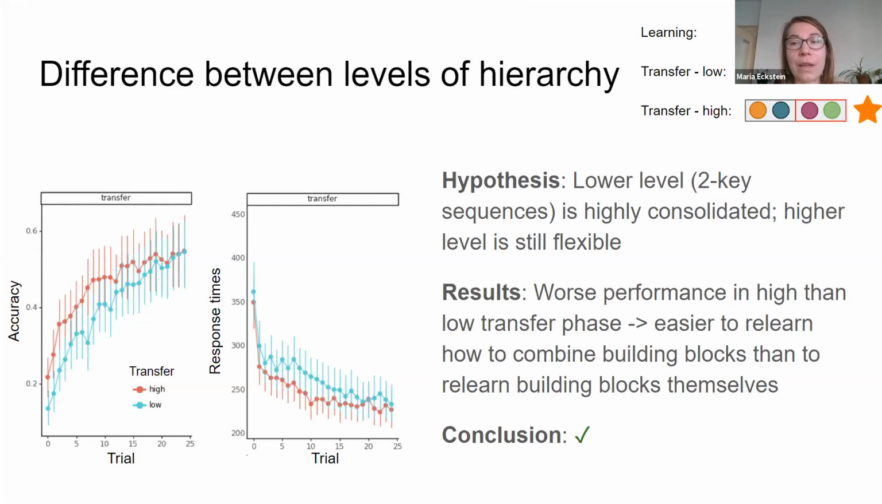I'm plotting only the transfer phase here, trials on the x-axis and accuracy on the y-axis. High transfer in red and low transfer in blue. And we see that participants relearn much faster in the high transfer phase than in the low transfer phase, and also show faster response times here on the right. This suggests that participants chunk 2-key sequences into actions, and that these consolidated actions are harder to unlearn.